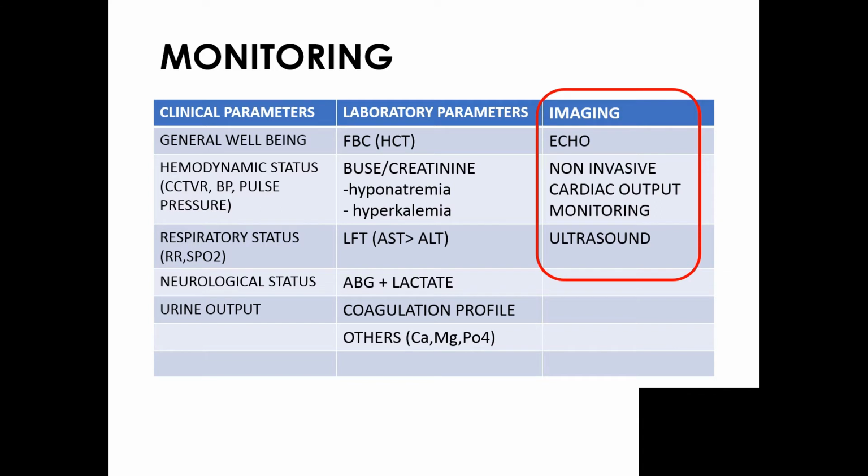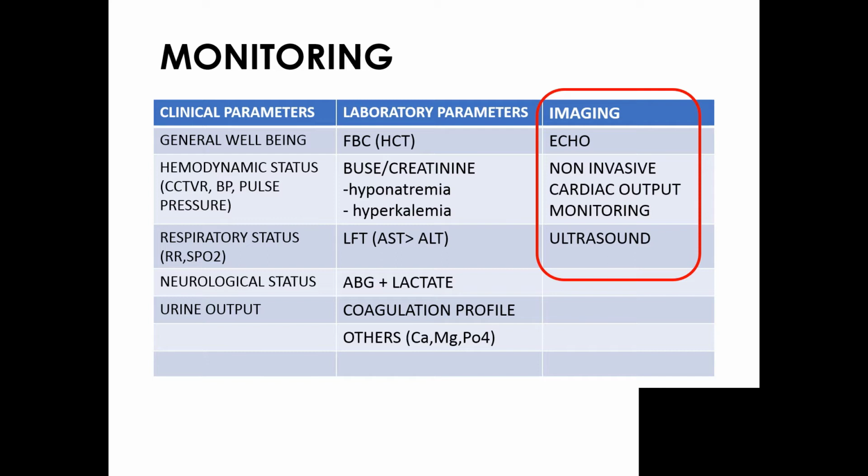Neurological status, such as presence of an altered mental state. Urine output monitoring to detect oliguria or anuria. Serial laboratory parameters are done depending on the clinical status of the patient, which comprises a full blood count, whereby we may see hemoconcentration, a reduced total white count, and also a reduced platelet count.